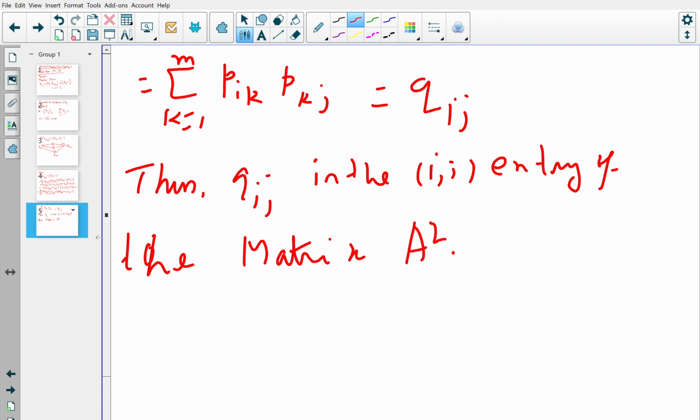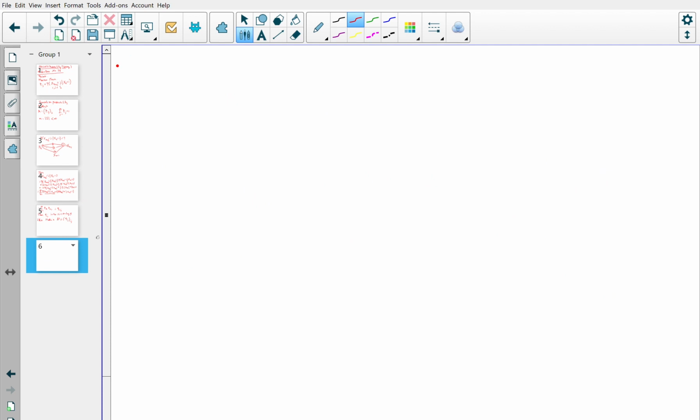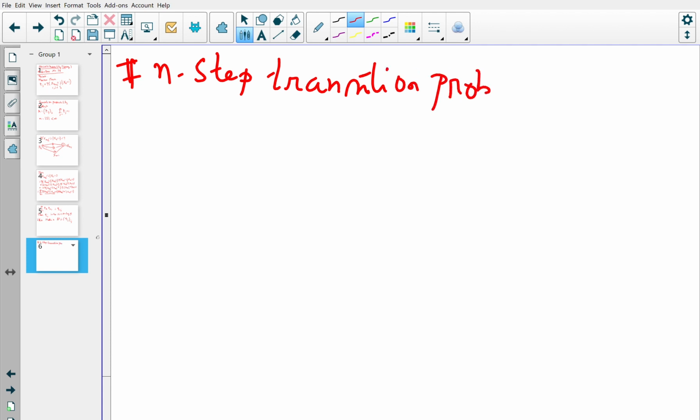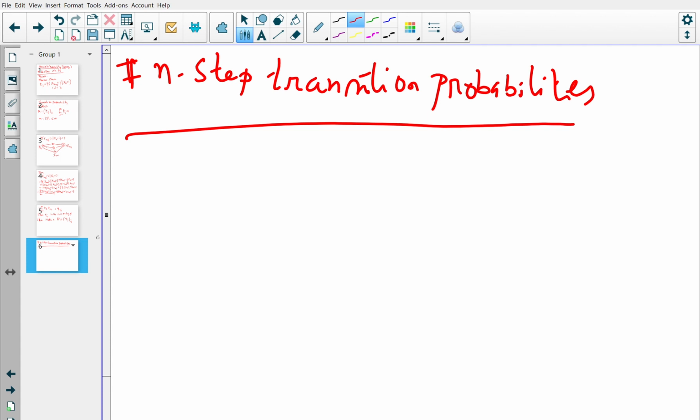So if you take A squared, it will be of this form, q_ij, where q_ij is nothing but the summation of p_ik p_kj. This is the general idea, and one can further generalize it. This is called n-step transition probabilities. So let me write it down.